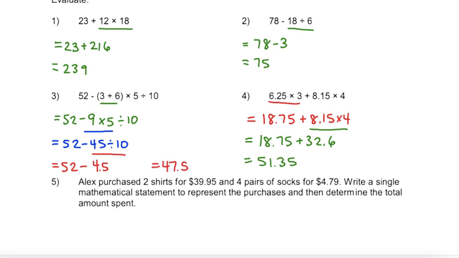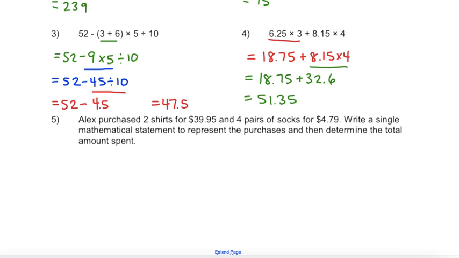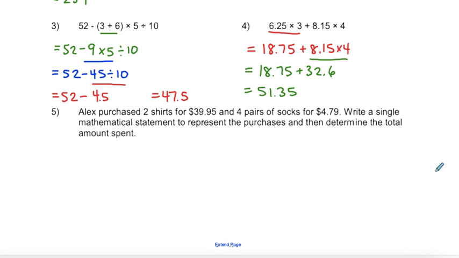We can also apply the concept of BEDMAS to some word problems. So Alex purchased 2 shirts for $39.95 and 4 pairs of socks for $4.79. We want to write a mathematical statement to represent the purchases and then determine the total amount spent.